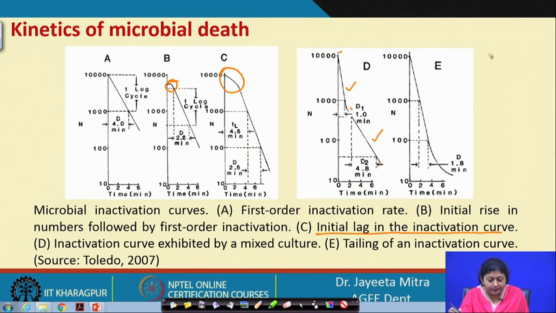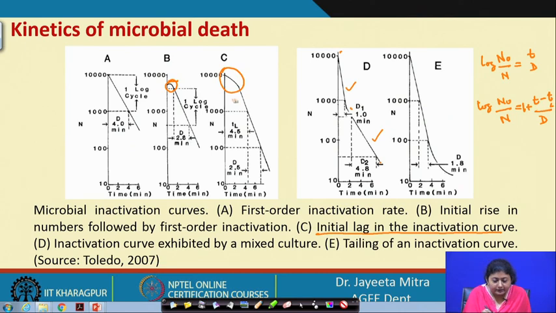for the normal destruction the curve will be simply log of n0 by n equal to T by D. And if we consider the case of initial lag in the inactivation curve, then we can write the equation as log of n0 by n equal to 1 plus (T minus TL) by D. So, this TL is the lag time, and obviously the time T that we consider should be greater than TL.